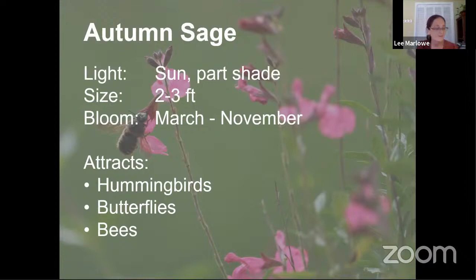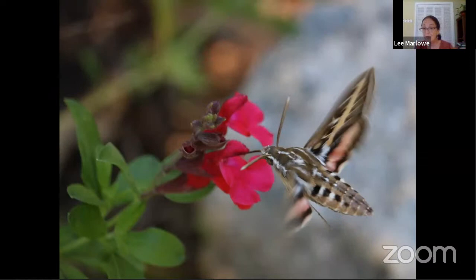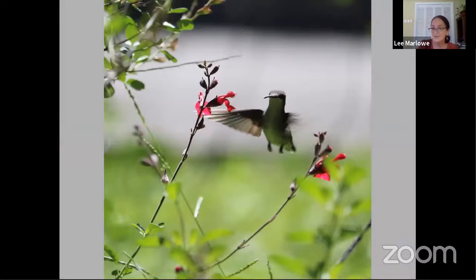This is a hummingbird moth. It's large, it moves really quickly, and so a lot of times you might think it was a hummingbird if you didn't catch it. They move really fast. It's hard to get a good photo of it. This one's pretty blurry still, but you can tell that it's not a hummingbird here. But this plant does attract hummingbirds too.